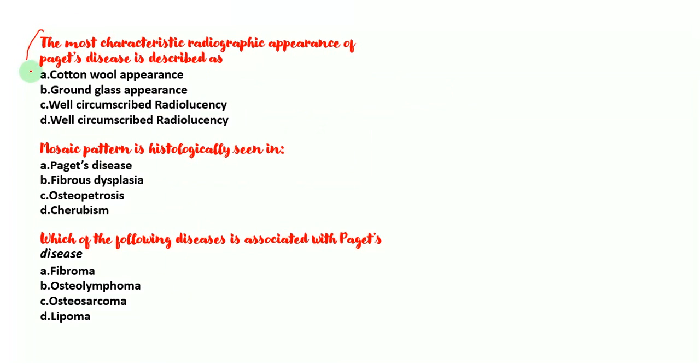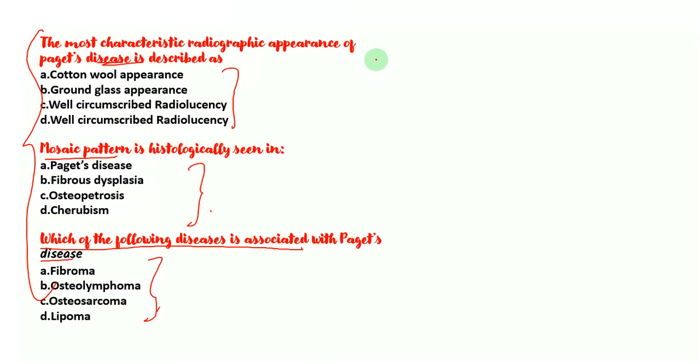I have 3 questions for you. The most characteristic radiographic appearance of Paget disease is described as which of the following? Mosaic pattern is histologically seen in which of the following? And which of the following disease is associated with Paget's disease? I hope by now you should be able to answer all of these, and please comment in the comment section if you do.